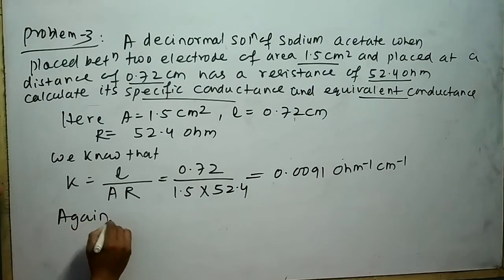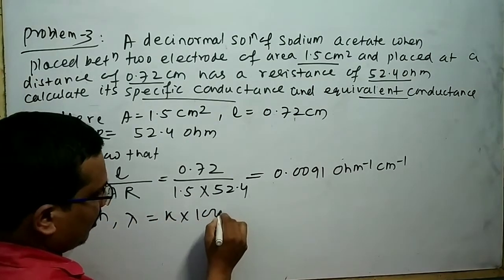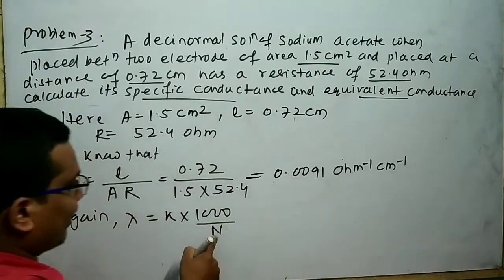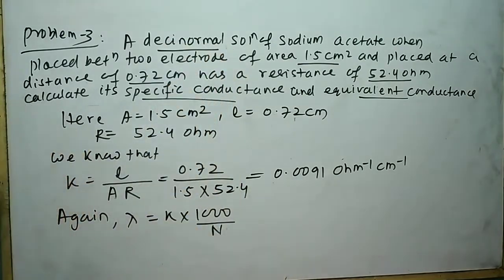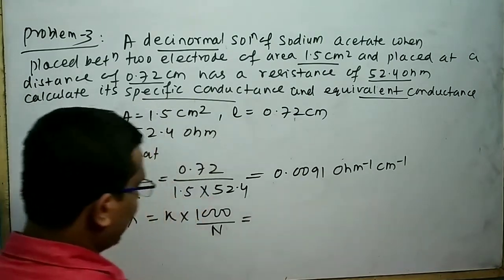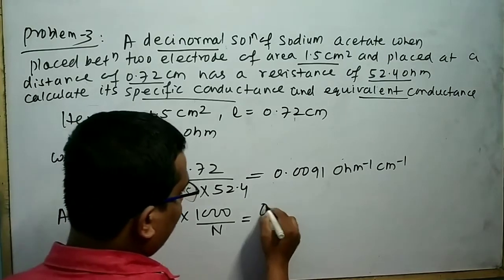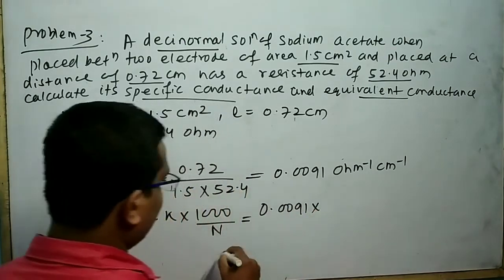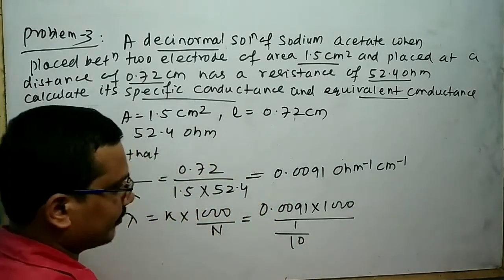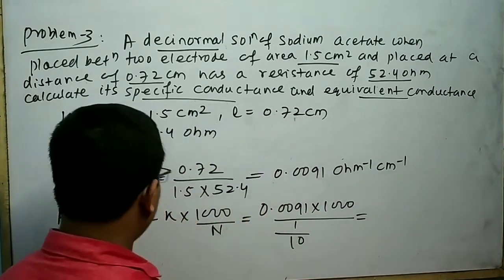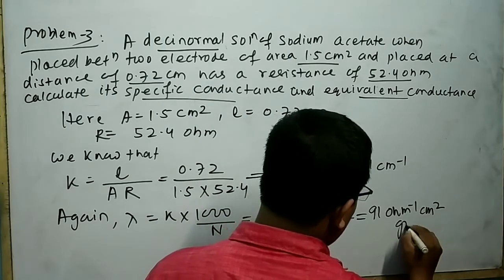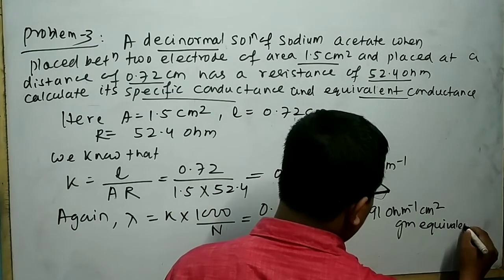Again, we know that lambda is equal to K into 1000 by N. The value of K is 0.0091. The value of N is decinormal, means 1 by 10. Now put the value of K and N in this equation. Then I can write lambda equal to 0.0091 into 1000 divided by 1 by 10. By solving, I can write 91 ohm inverse cm square gram equivalent inverse.